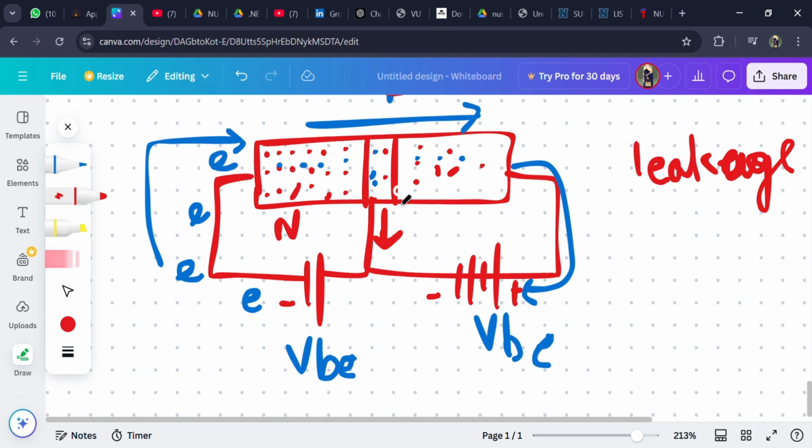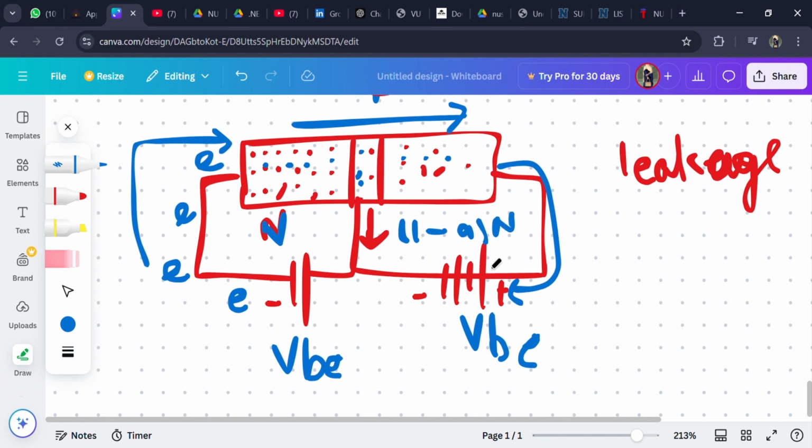Now because of the leakage current, we get a decrease in the current. Let me change the color. Let's consider that decrease in the current as 1 minus alpha, and let's say this is being multiplied by N. What does this alpha represent? This represents the drop in the current that was actually happening. And let's say that the electrons that reach the collector side after the leakage current are alpha N.